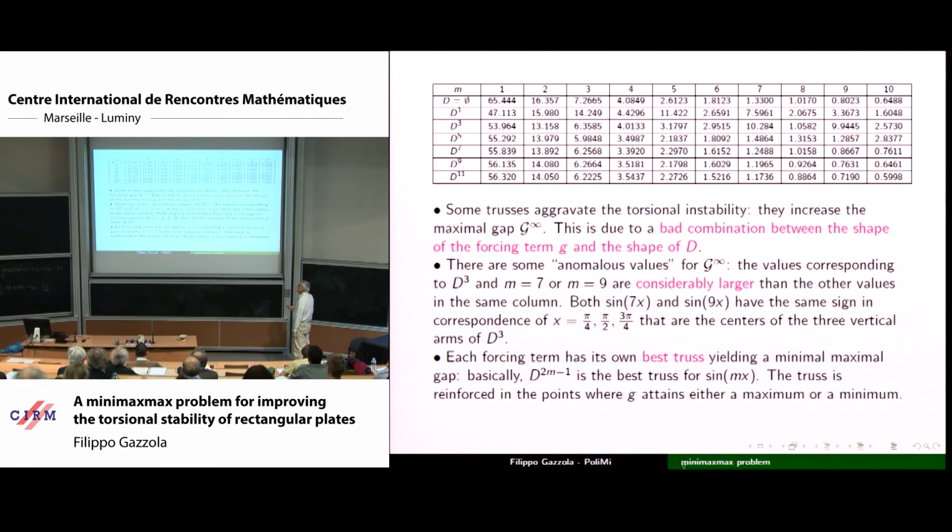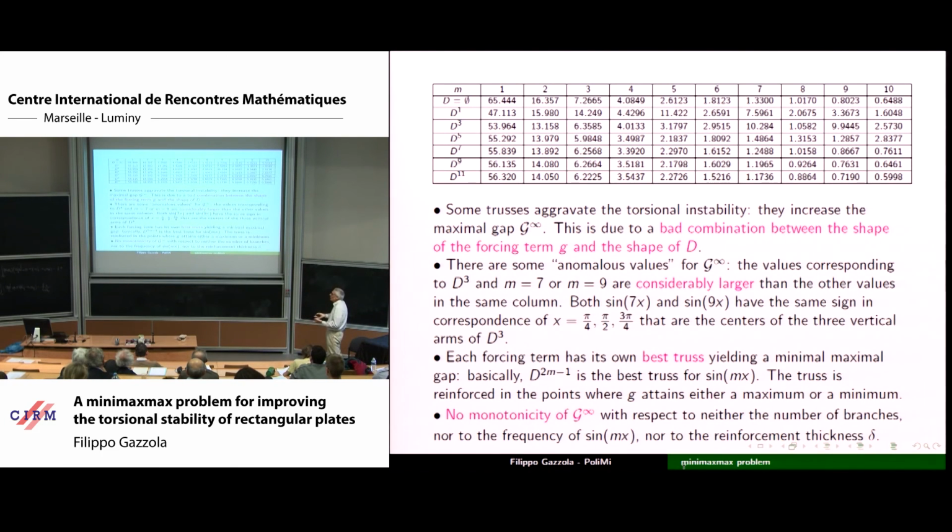Of course, there's also good news that, in fact, each forcing term has a good truss, and there is a pattern for this. You see, you should follow this diagonal. You see 47, then you go to 13, 158, 598. You go on this diagonal down here, which means that for D2m minus 1, if you put these arms in a clever way, these are the ones which are going to give the best performance of the gap function. And there is a reason for this, because this is where the reinforcement is put precisely where the force attains a maximum or a minimum.